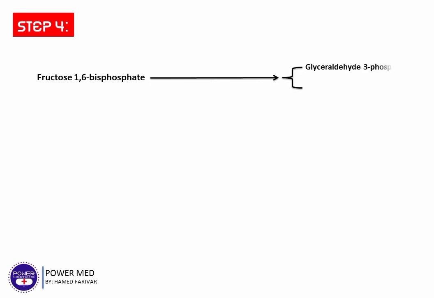Step 4 of glycolysis is the step in which breaking down happens. We have fructose 1,6-bisphosphate, a compound containing 2 phosphate groups, which is broken down into glyceraldehyde 3-phosphate and dihydroxyacetone phosphate, both having a phosphate group attached to their structure. This reaction is reversible and mainly goes to the right, and fructose bisphosphate aldolase catalyzes this reaction.